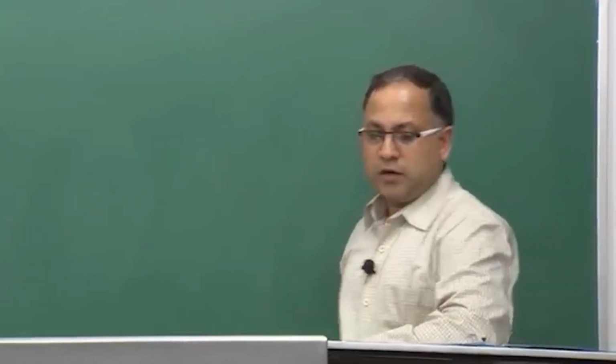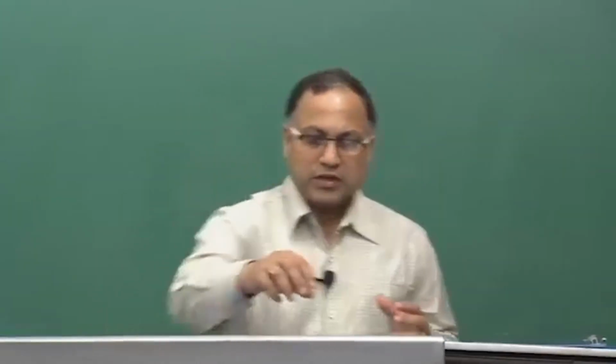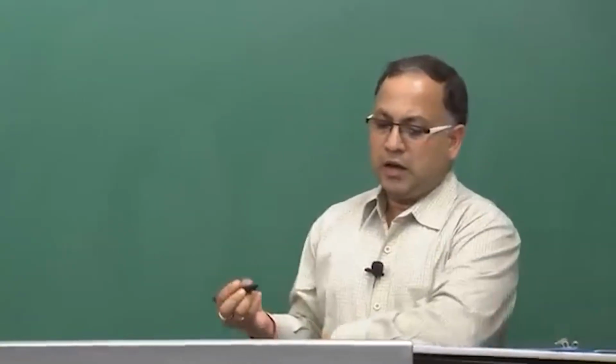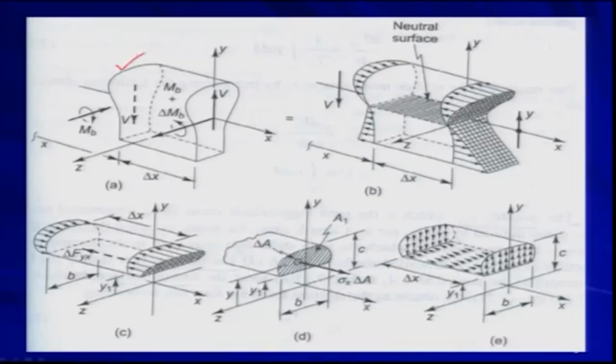So, if you consider this, this is a part of a long slender beam. Consider a length of delta x of the beam which is subjected to both bending and shear force. So, bending is shown here, and shear force also.